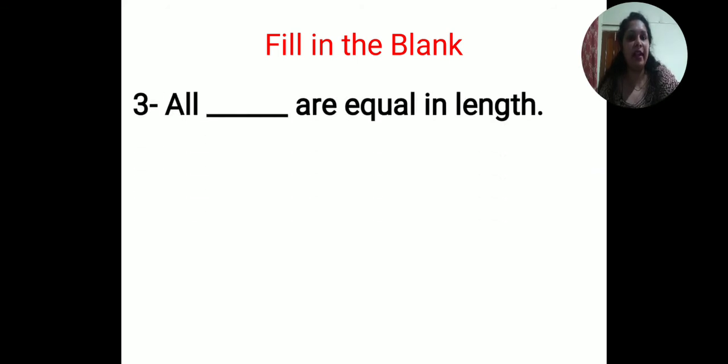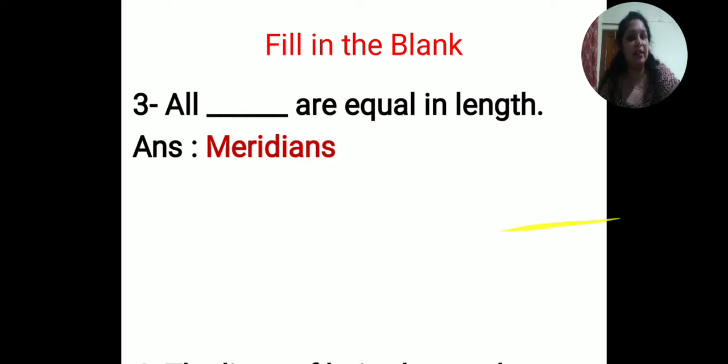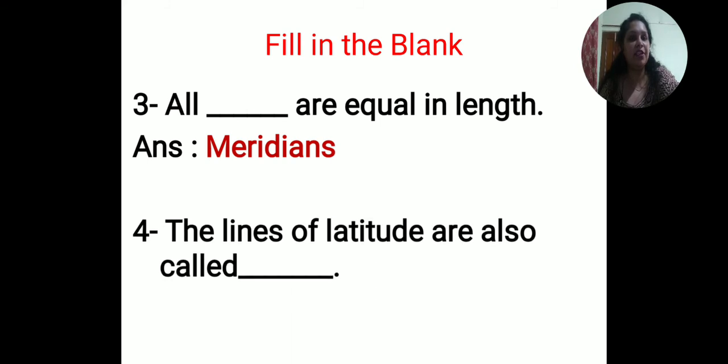All dash are equal in length. What is the answer? The answer is meridians. All meridians are equal in length. The lines of latitude are also called, what is the answer? The answer is parallels. The lines of latitude are also called parallels.